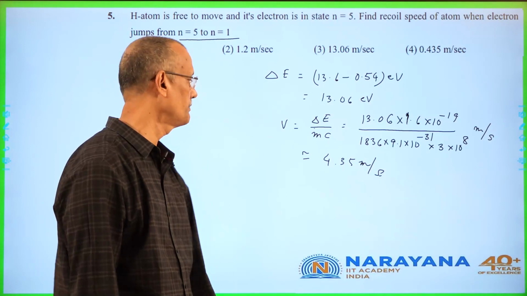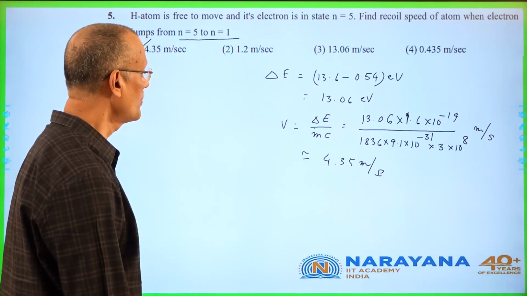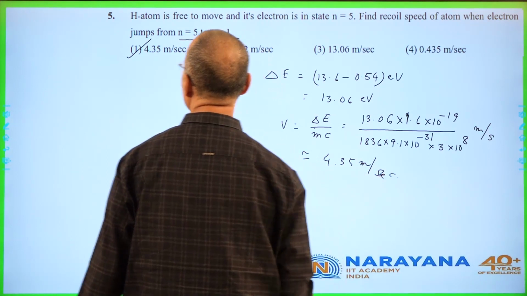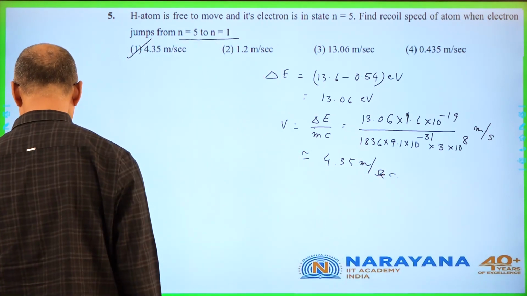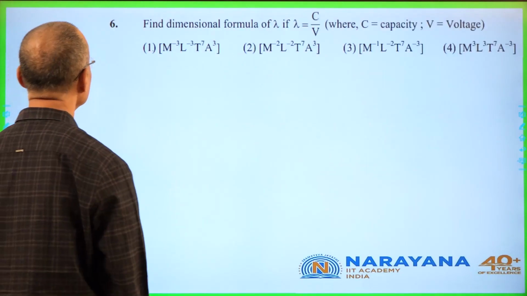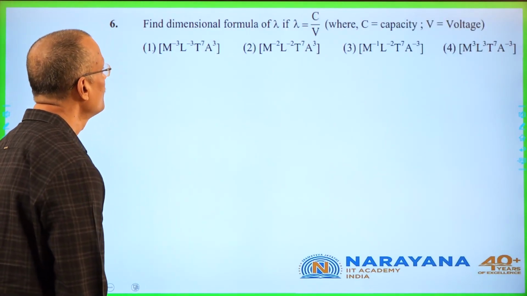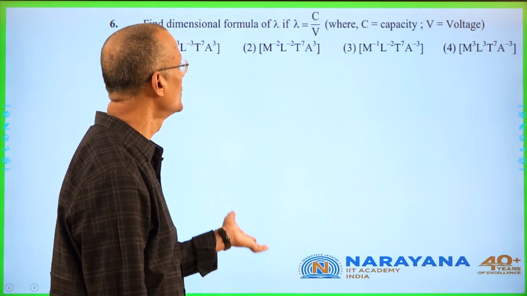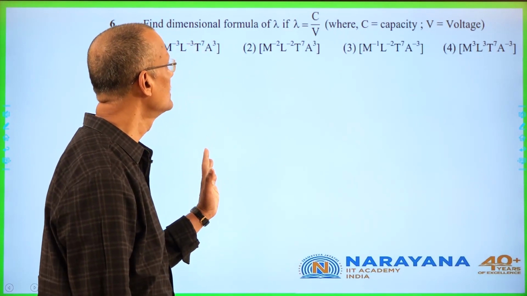Calculation part is a bit bigger, you will be getting 4.35 meter per second. Answer is number 1. Moving to next question, number 6. Find dimensional formula for lambda, which is C by V.